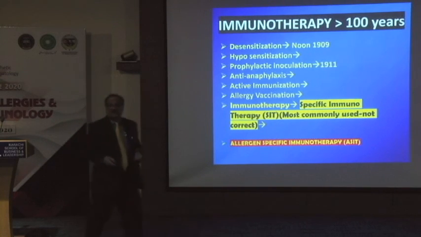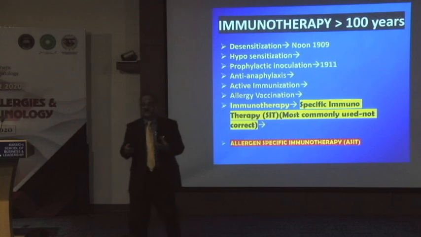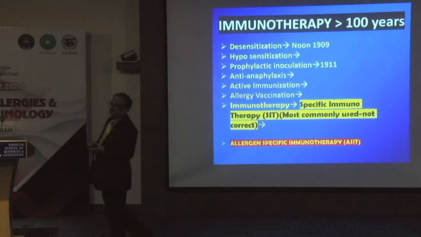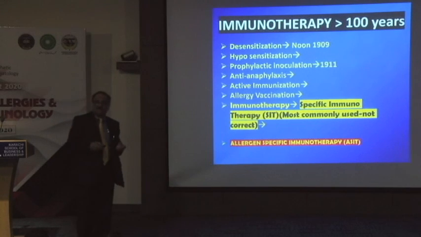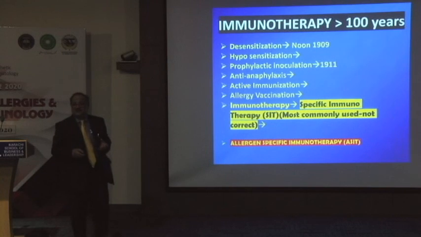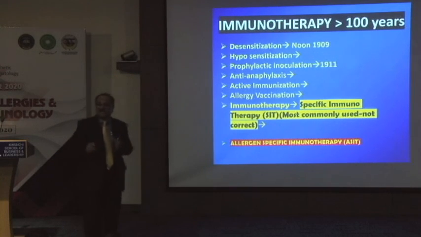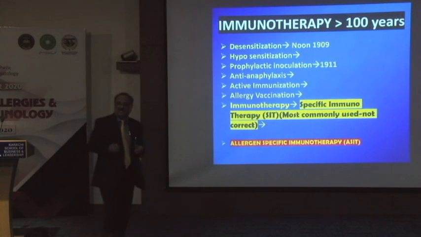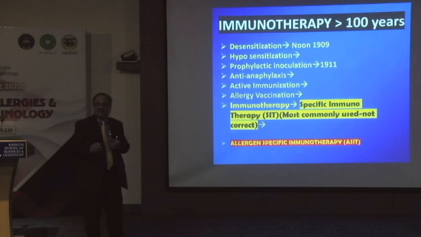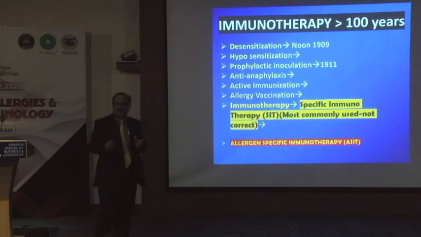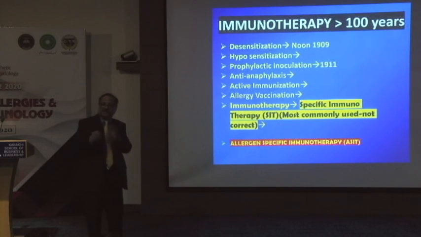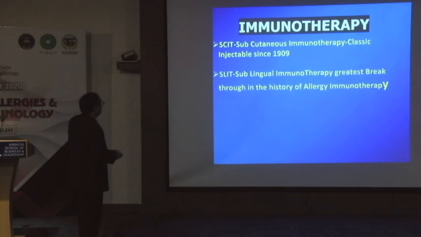Why allergen-specific immunotherapy? You must have a lot of questions, because we send a lot of patients for desensitization, for allergy immunotherapy, but not many are responding. Not many are responding because that was not specific immunotherapy. Allergen-specific immunotherapy has to be given. There is no generalized immunotherapy for everybody. Everybody has different allergies to different allergens. So immunotherapy has to be specific. SCIT is subcutaneous immunotherapy and SLIT is sublingual immunotherapy.